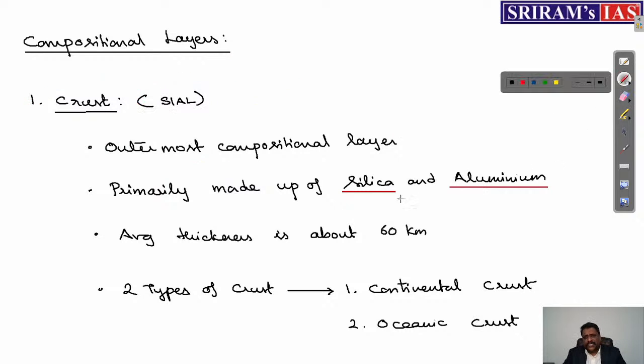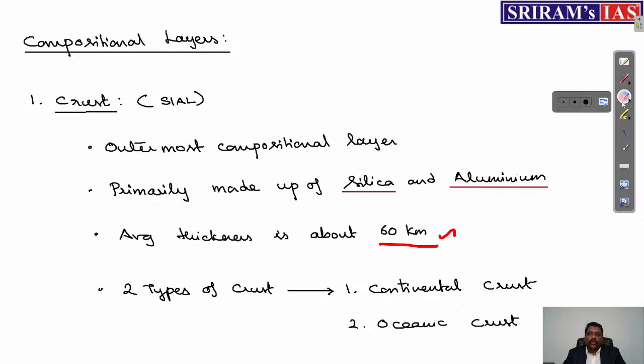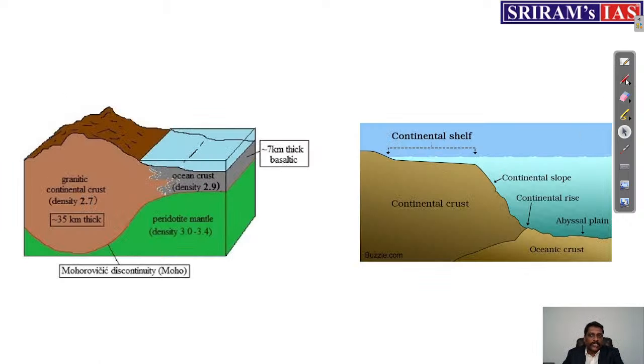And the average thickness, don't take this fact very seriously, because this fact slightly differs from book to book. But what is very, very important? There are two types of crust. What are the two types of crust? One, I call them continental crust. And two, I call them oceanic crust. Generally, what lies below the land, you call continental crust. What lies below the ocean floor, you call oceanic crust. Okay. So we have continental crust and we have oceanic crust.